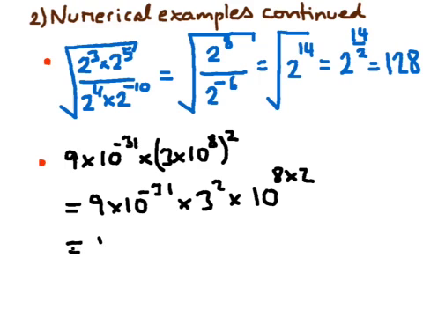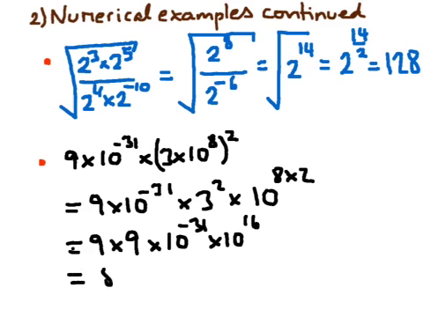So I have here 9 from here, and I also have 3 squared, but 3 squared is of course also 9. So I have 9 times 9, then times 10 to the minus 31 times 10 to the 16. So this means that I have 81 from 9 times 9, times 10 to the minus 31 plus 16, and minus 31 plus 16 is 10 to the minus 15.